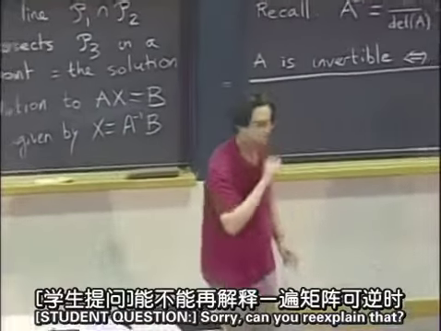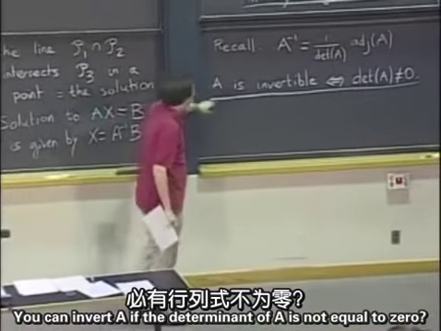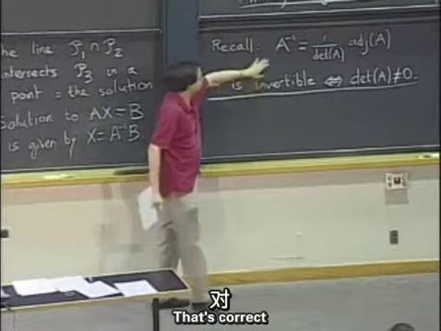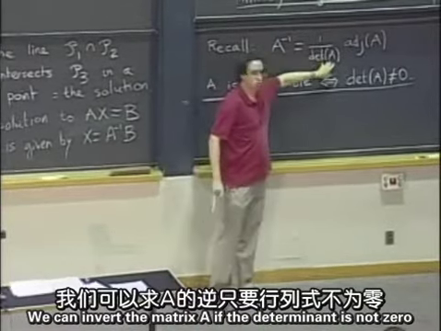Sorry, can you re-explain that? Like you can invert A with the determinant of A not equal to 0? That's correct. So what I'm saying is we can invert the matrix A if the determinant is not 0.